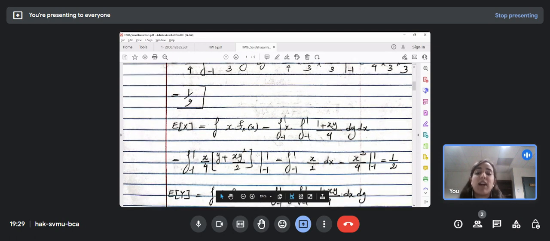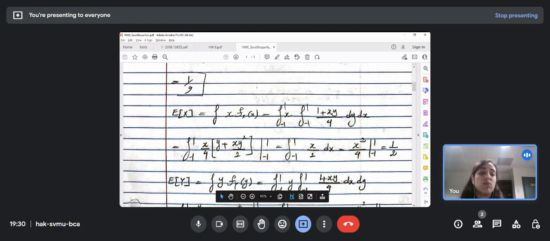For the expected value of x, we need to calculate the integral with respect to x of x times f of x. And because we don't have f of x, we should first calculate f of x. For calculating f of x, we should calculate the integral of f of x and y with respect to y. After doing that, we can calculate our integral with respect to x, and we will get 1 divided by 2.